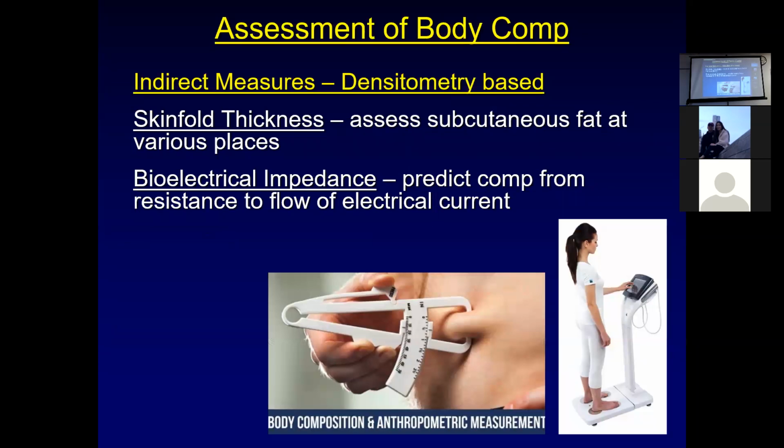All right. So other ways that we do this, other indirect measures that are based upon densitometry. One is the skin fold thickness. So we can see our gentleman here pinching his belly. Okay. We have skin fold calipers. We've got a whole bunch of them back there. In a normal semester, you guys would do this to each other.